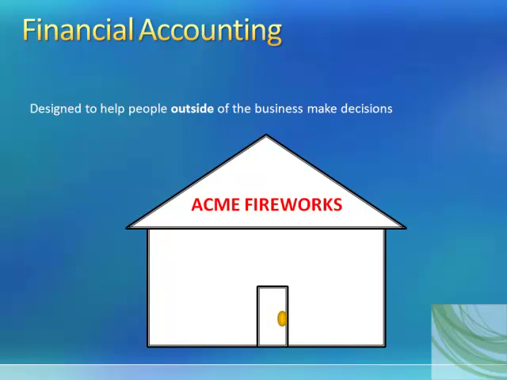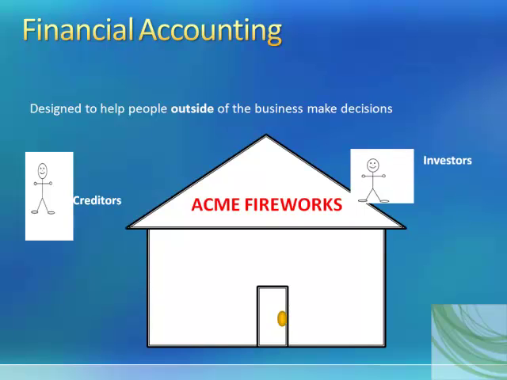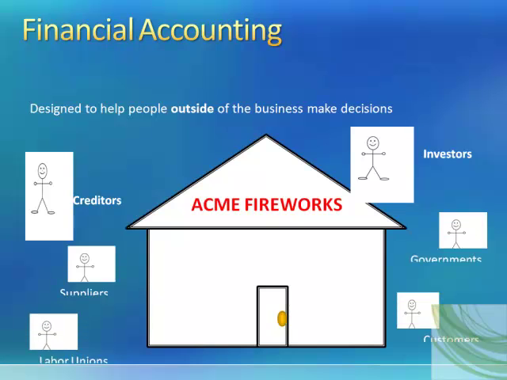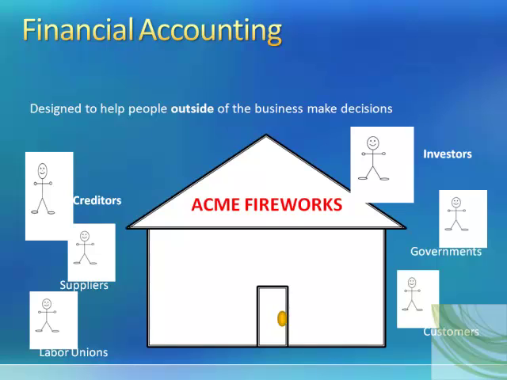The next type of accounting we want to study is financial accounting. Financial accounting is designed to help people outside of the business make decisions. The people outside of the business that we concentrate on are creditors and investors. Creditors lend money to the business. Investors invest money in the business. Investors are actually owners of the business. Other outside users are governments, customers, suppliers, and labor unions.